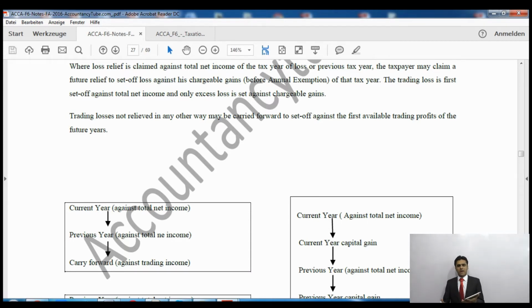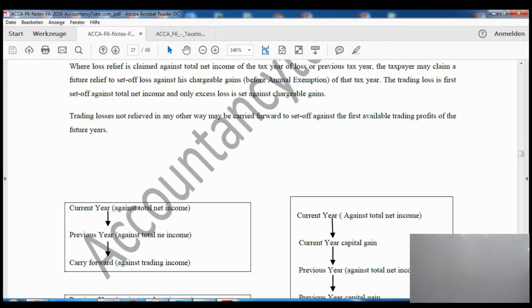So we have different options. I can set off against current year profit, and after that against current year chargeable gains. I can set off against previous year profit, and after that against previous year's chargeable gains. Then I will come to the current year. Whichever way I prefer, it's up to me, and you will have to think about the different options from all the different perspectives in the question.